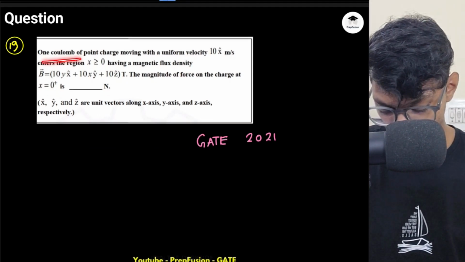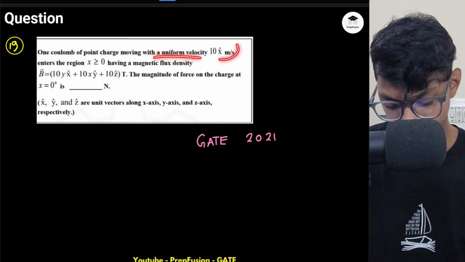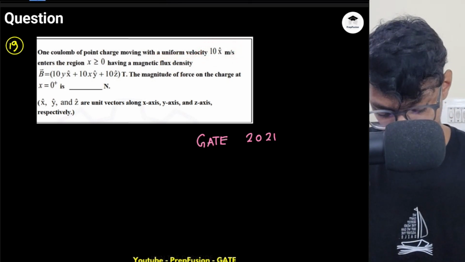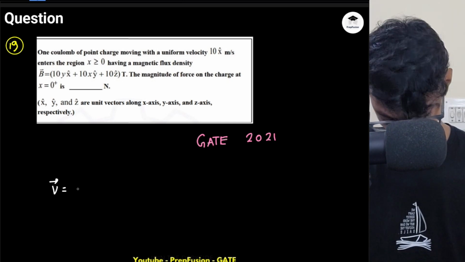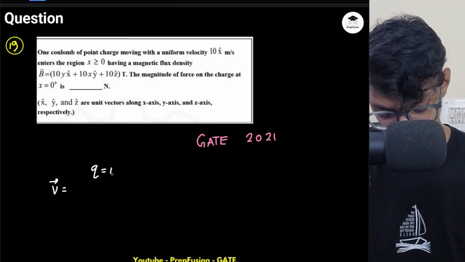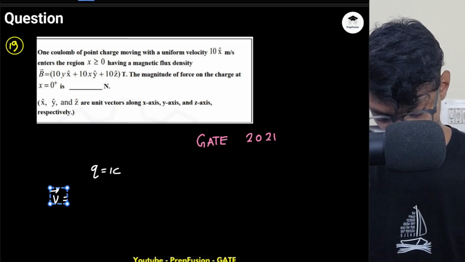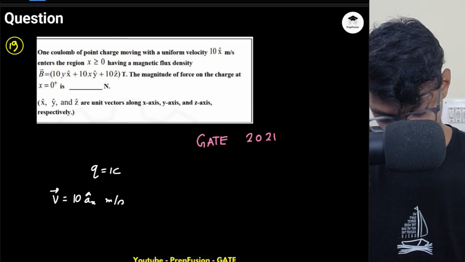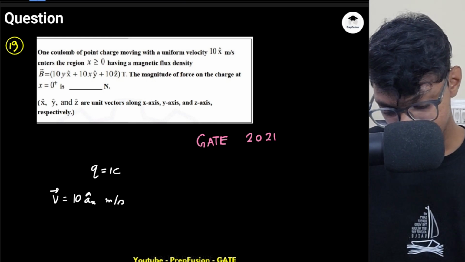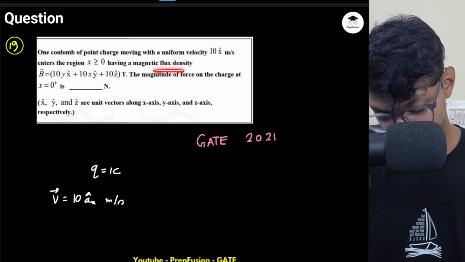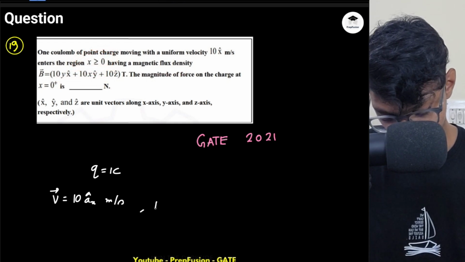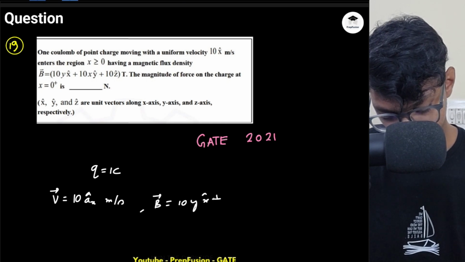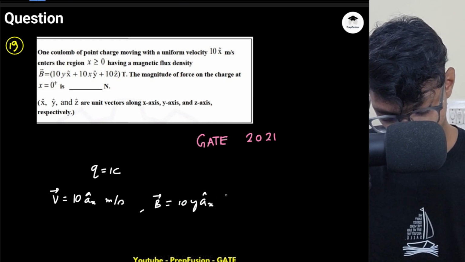So we have a 1 coulomb point charge moving with a uniform velocity 10 ax. This is totally a numerical based question, so I will write down the data points. The charge value is 1 coulomb. It is a positive charge, and its velocity is 10 ax cap meter per second, and it enters a region of x greater than 0 having a magnetic flux density like this. Although it is not uniform, we just have to do a simple v cross b, right?